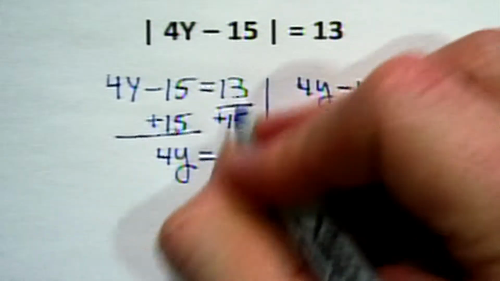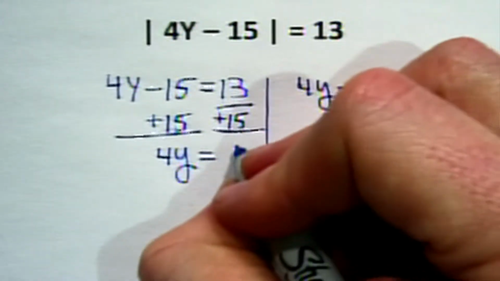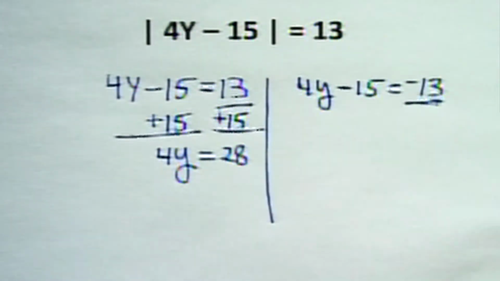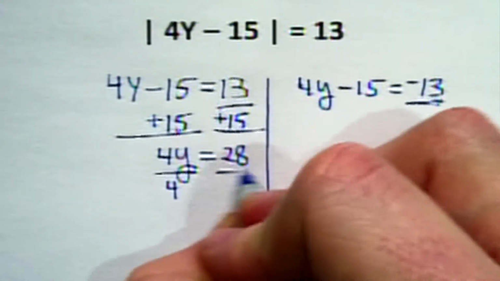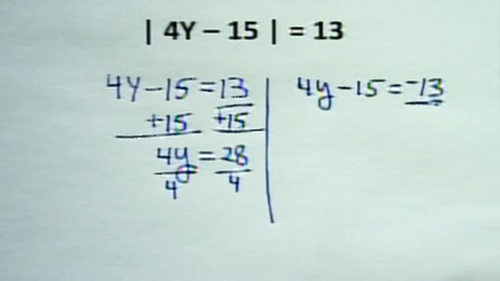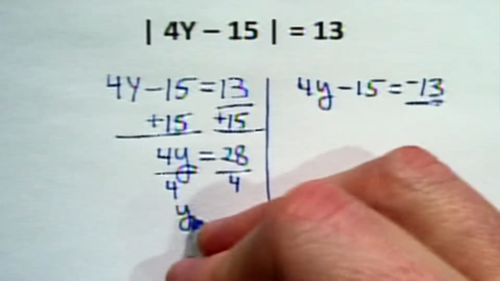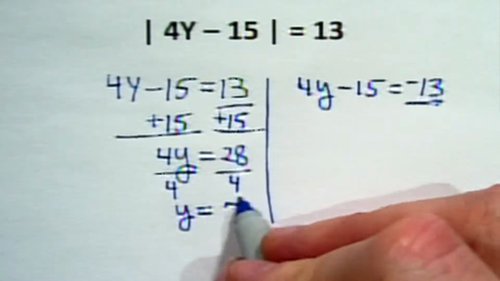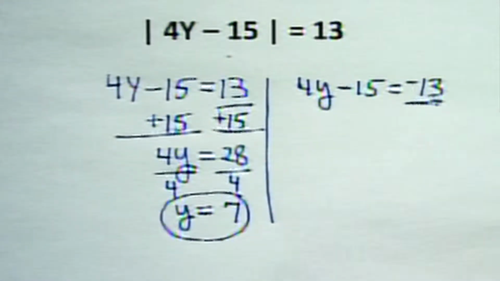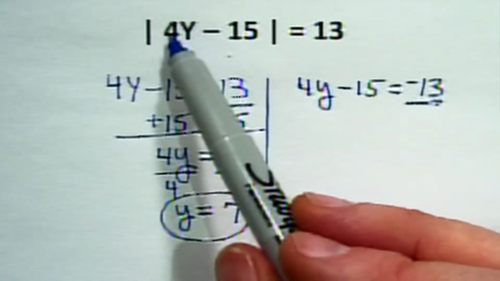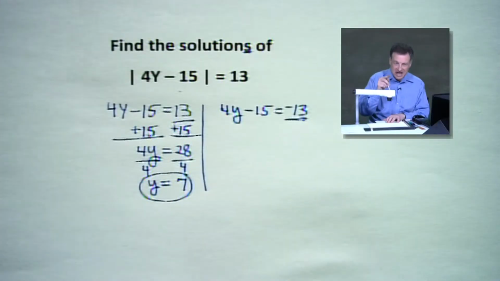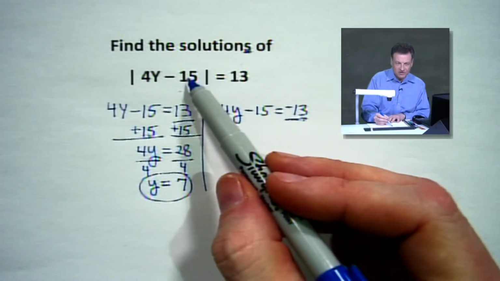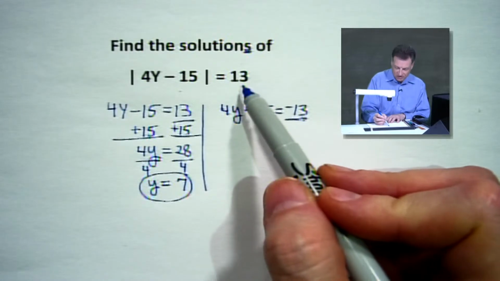And we're going to have 4y on the left. On the right, it's going to give us 28, which I like because it goes in evenly. When we divide both sides by 4, good old division property of equality, we're going to have y equals 7. Now, I feel pretty confident it's going to work. Let's do a quick check. 4 times 7 is 28, minus the 15 gives us positive 13, and the absolute value of 13 is just that, positive 13.